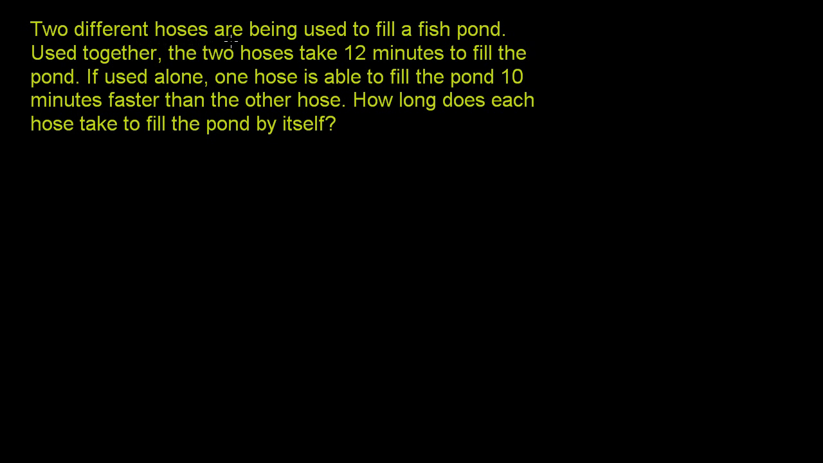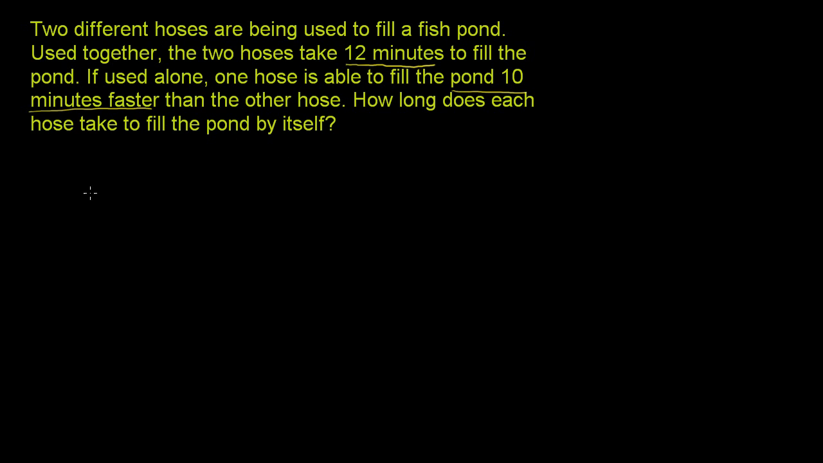Two different hoses are being used to fill a fish pond. Used together, the two hoses take 12 minutes to fill the pond. If used alone, one hose is able to fill the pond 10 minutes faster than the other. So 10 minutes faster than the other hose. How long does each hose take to fill the pond by itself?